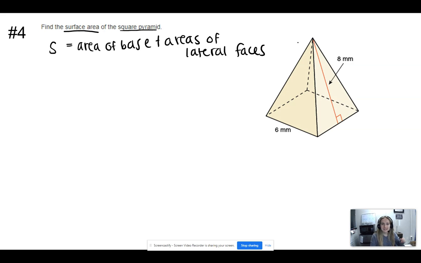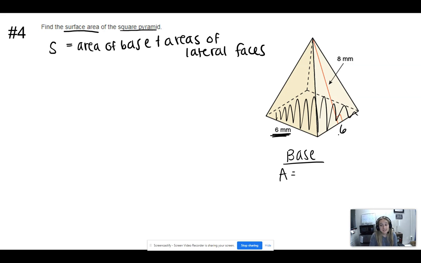Okay, so it already tells us that it's a square pyramid. That means that the base right here is going to be a square. So our square base is going to be, well, that's just side times side. So if they tell us that this side is 6, that means this side is 6. So to get the area, we're just going to go 6 times 6, and that's going to give me 36.